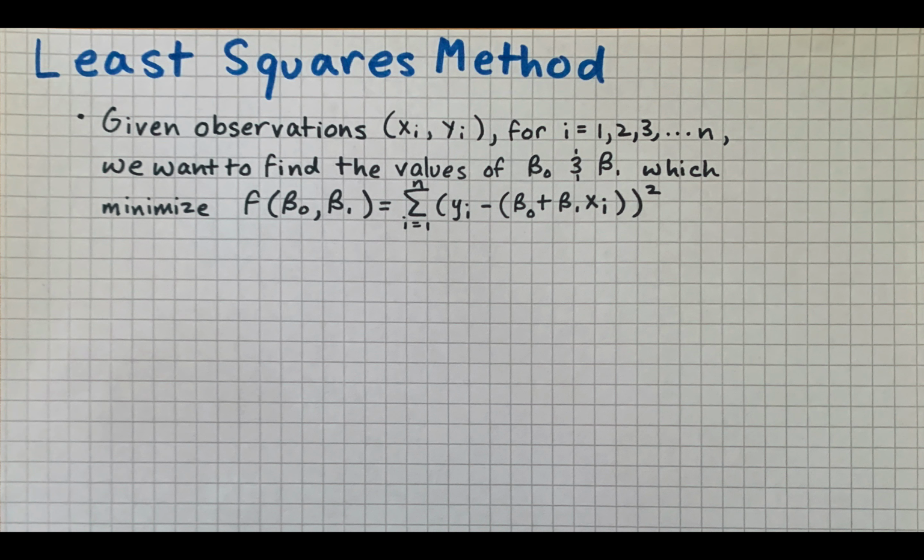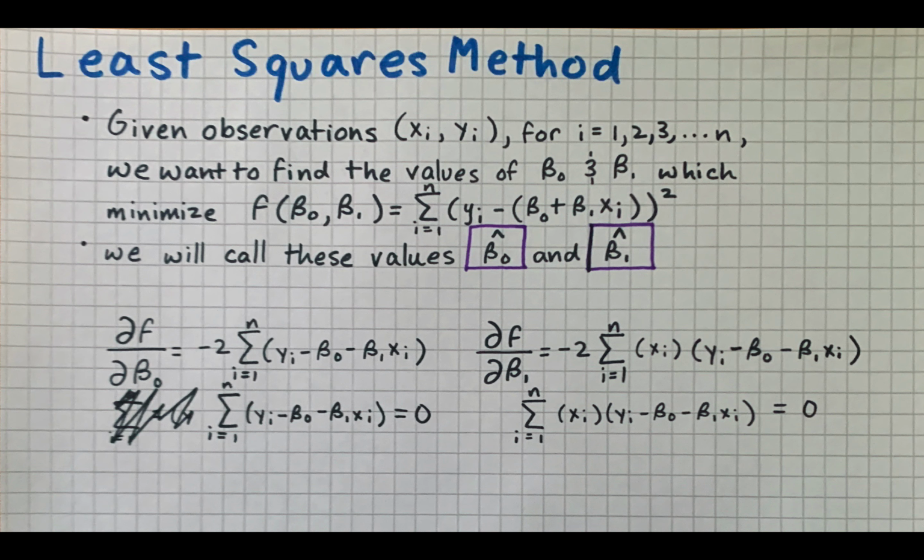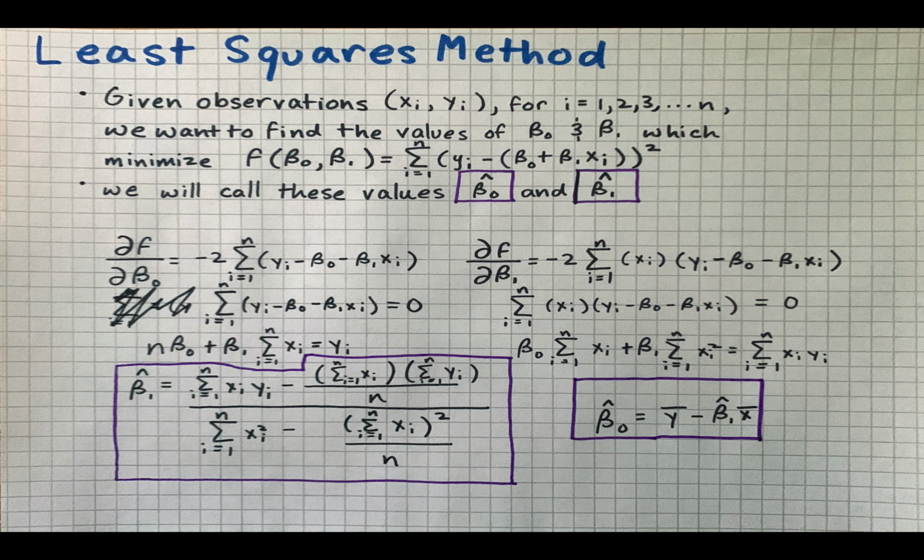Given observations x_i and y_i for i between 1 and n, we want to find the values of beta 0 and beta 1 using the least squares approach. We do this by minimizing the following function. We can minimize this function by taking derivatives with respect to both beta 0 and beta 1 and setting both of these equations equal to 0. Once we set these equations to 0, we can use a system of equations and find the values for both beta 1 and beta 0. As you can see, beta 0 is in respect to beta 1.